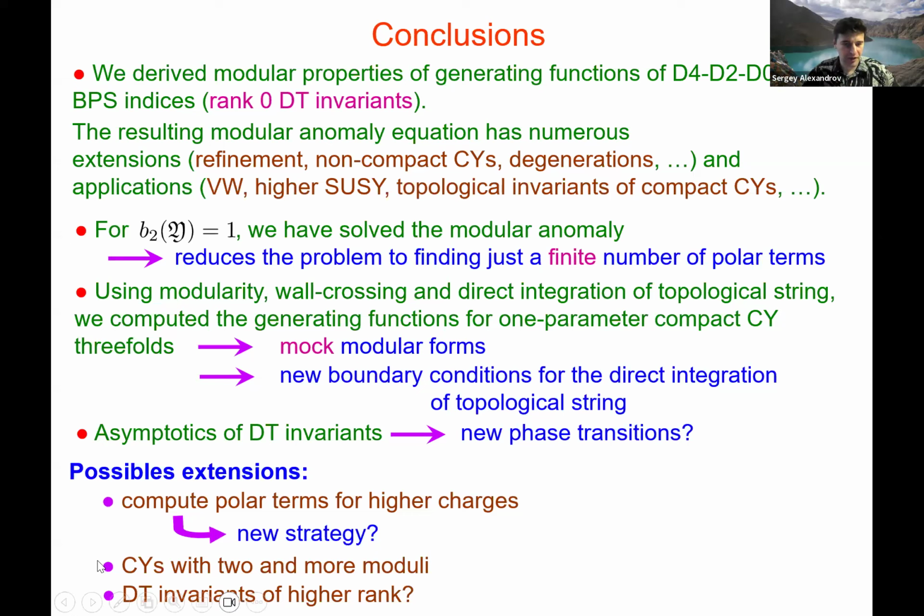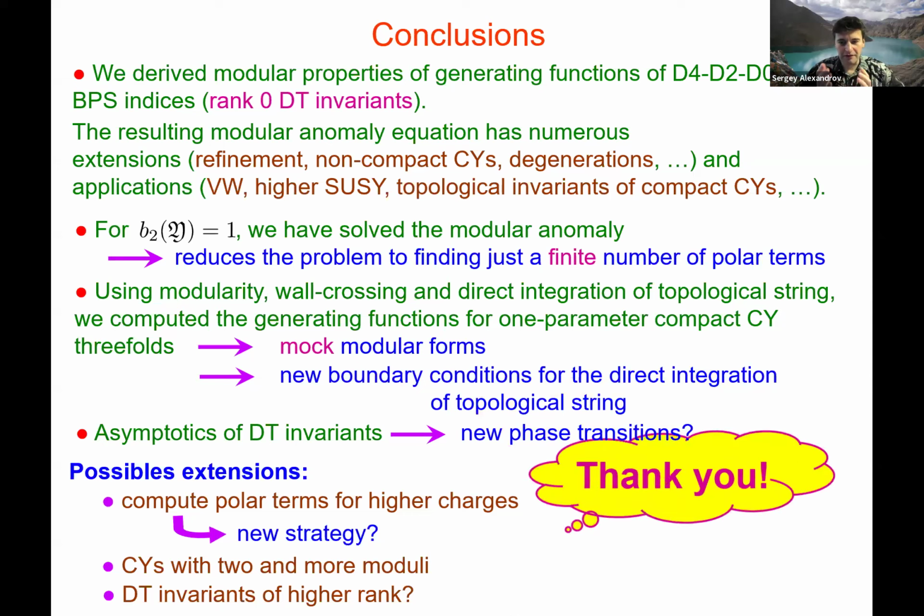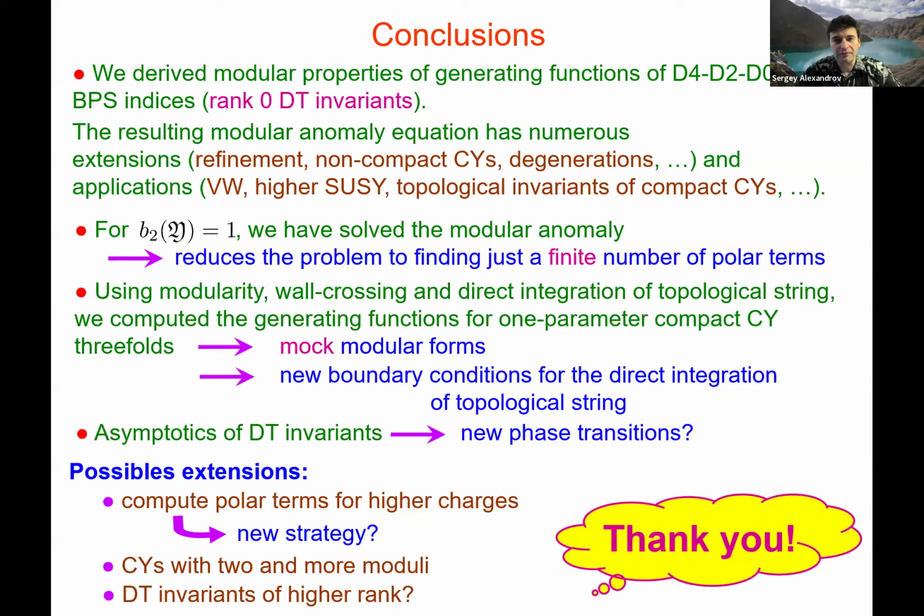And of course, one can try to consider also Calabi-Yaus with 2 or more moduli, and maybe even try to obtain results for DT invariants of higher ranks. But we do not expect that they possess any modular properties, but still they satisfy nice wall crossing relations. So maybe one can derive a systematic procedure to compute them. So let me stop here, and thank you very much for your attention.